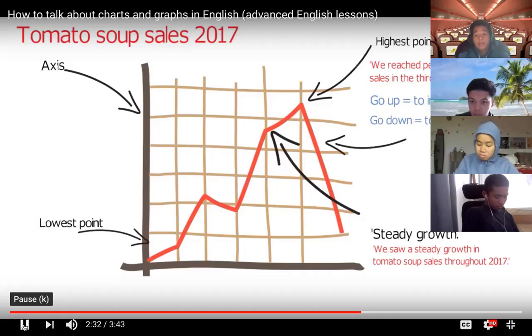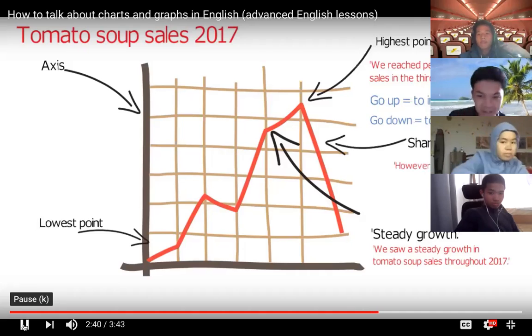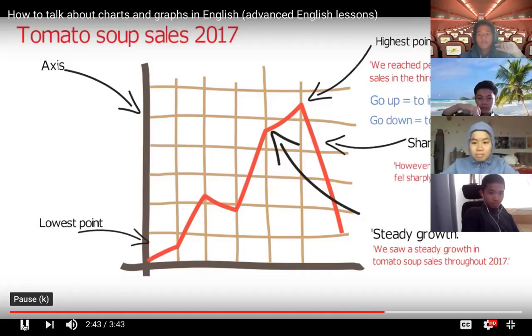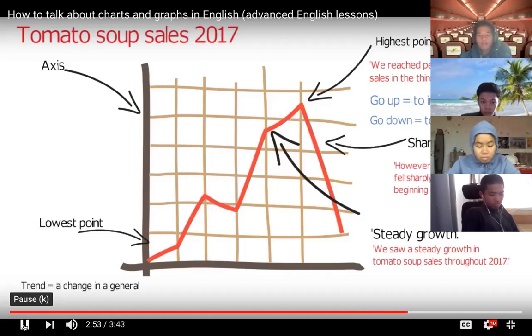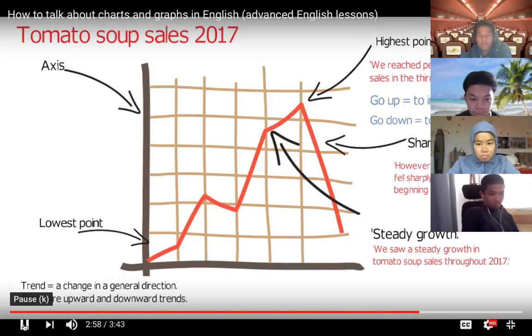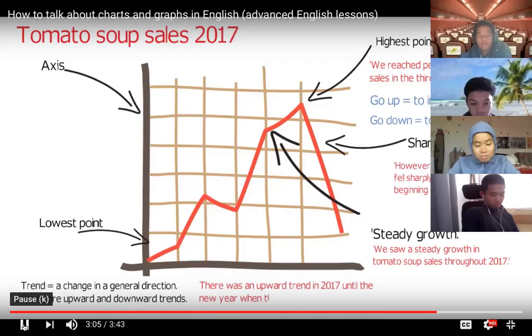This is called a sharp fall or drop. You need that, for example: however, tomato sales fell sharply or dropped sharply at the beginning of the new year. Another word we use is trend. Trend means a change or development in a general direction. This graph indicates that there was an upward trend in tomato soup sales in 2017 until the new year, when there was a sharp downward trend.